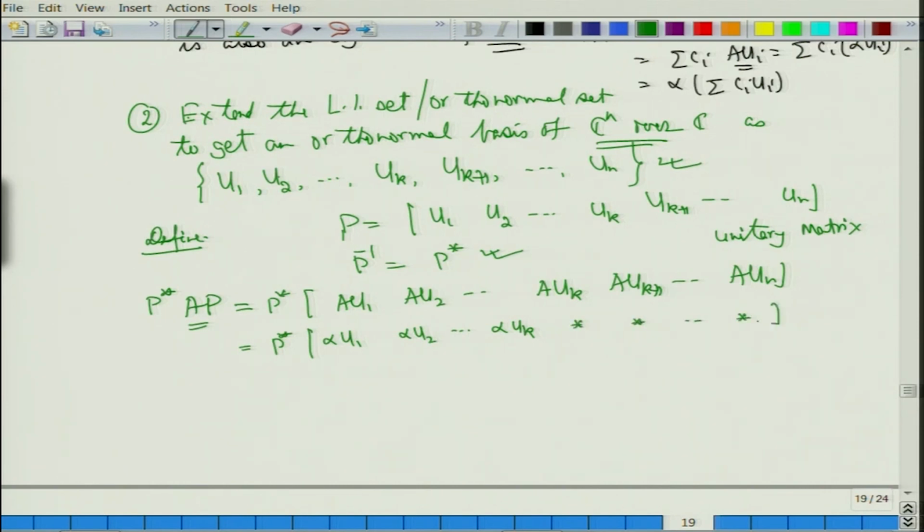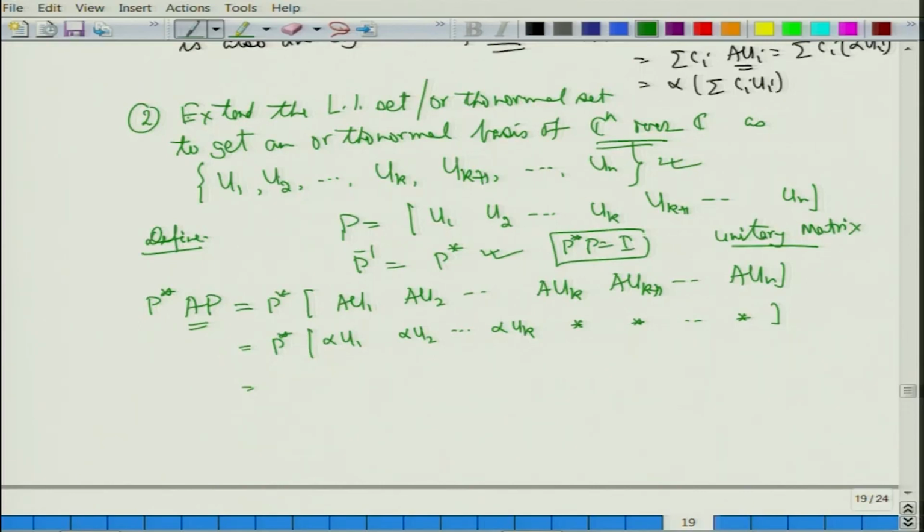I don't have any handle on those parts. Fine. But I knew that u1, u2, uk, they were eigenvectors corresponding to alpha. So therefore I will get alpha here. Is that okay? Now when you multiply P star with alpha u1, what do I get? Since it is a unitary matrix, P star P is identity. It means that P star multiplied with u1 is nothing but 1 0 0 0.